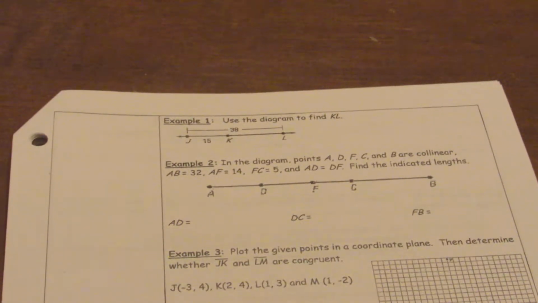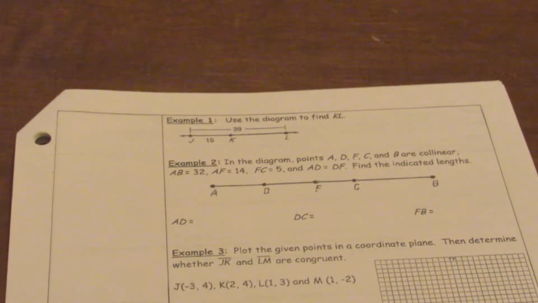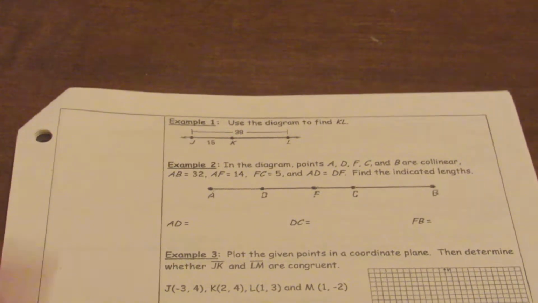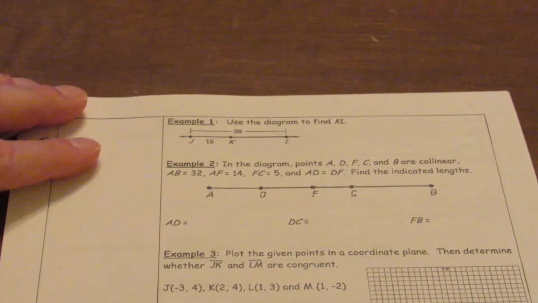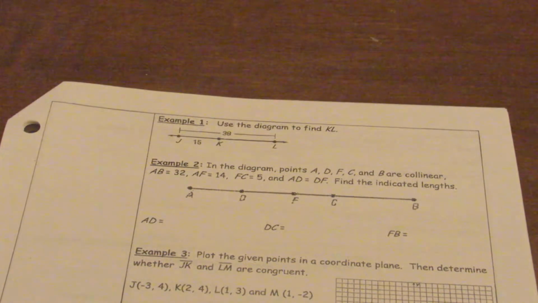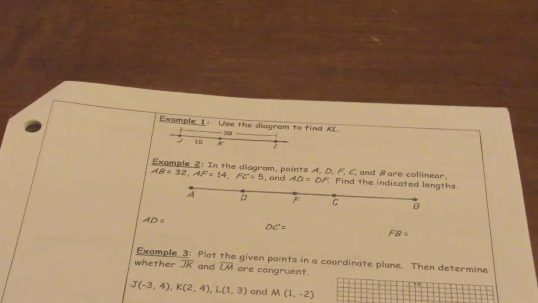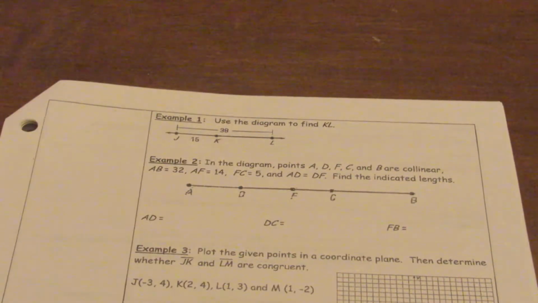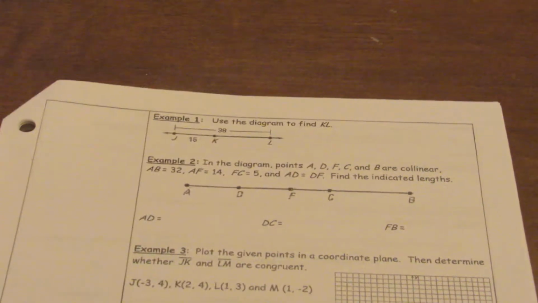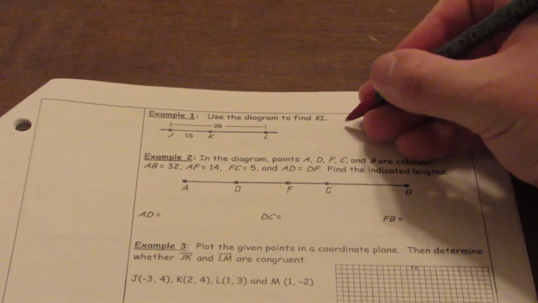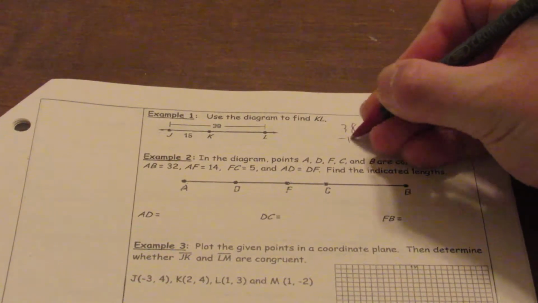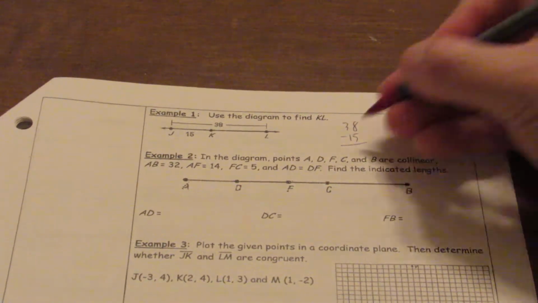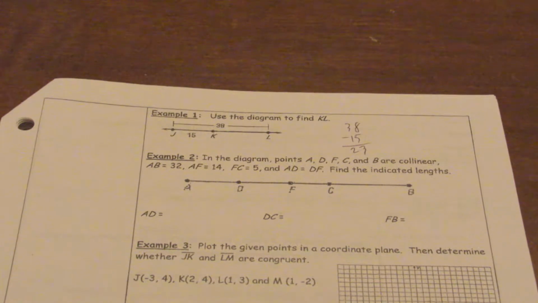Turning the page, we have some examples of what our problems will look like here. So example 1: use the diagram to find KL. I have 15 there and 38. So I just subtract them. I'm doing 38 minus 15, and I'm getting 23 as my answer.